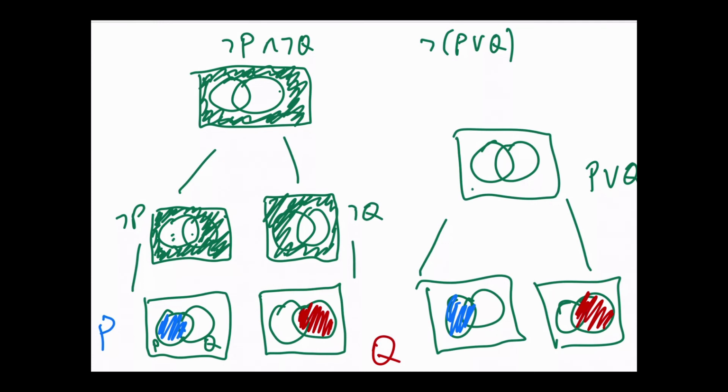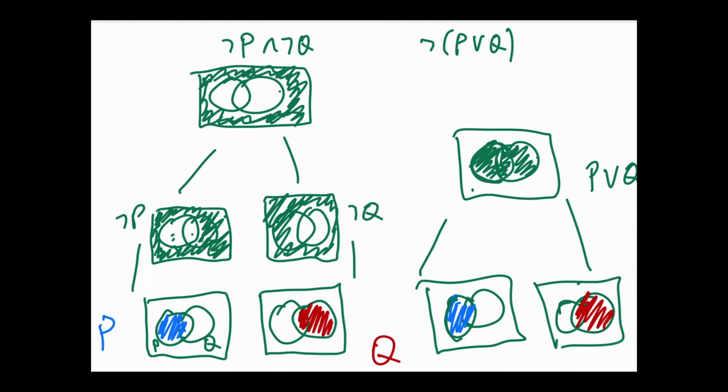Well, let's look. Outside of the two circles, is this shaded down here? It's not shaded in either of the diagrams, so I'm not going to shade it here. What about the part that's in P but not in Q? We can see that that's shaded in the left diagram, so I should go ahead and shade it. What about the overlap region? That's shaded in both diagrams, so I should shade it. And similarly, what about the region that's in Q but not in P? That's shaded in the right diagram, so I should shade it.